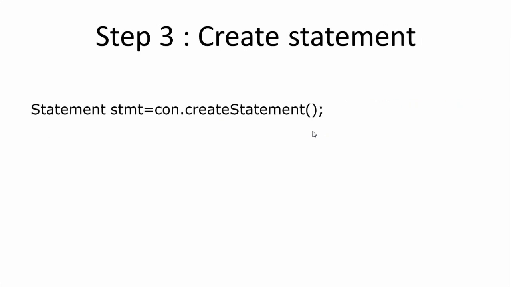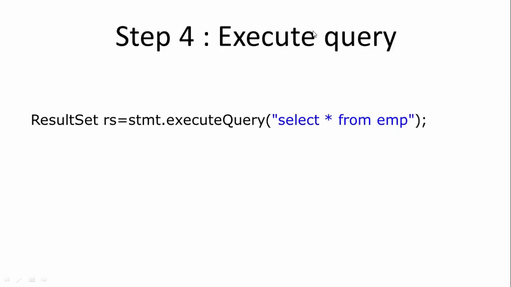Now the next step is create statement. So here we'll be using the Connection object for creating a statement. Okay, so this createStatement method returns a Statement object, and that we will capture in a Statement reference, right?